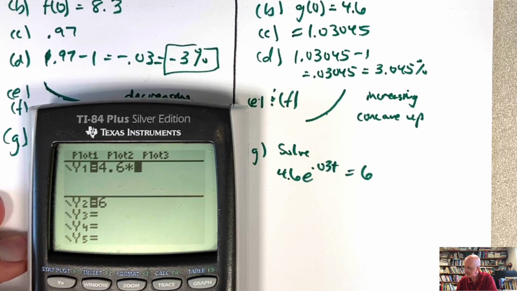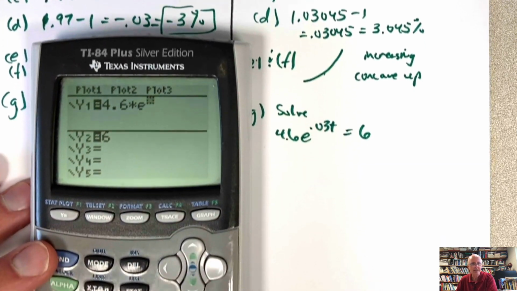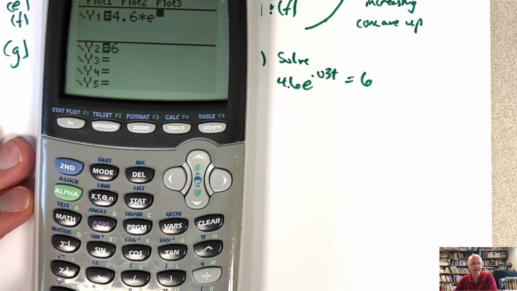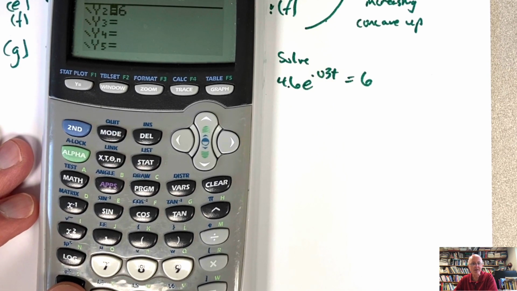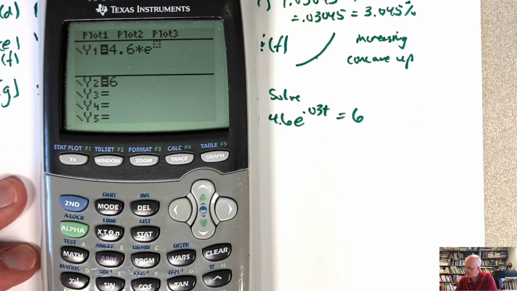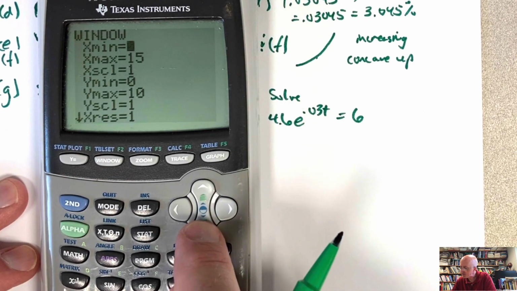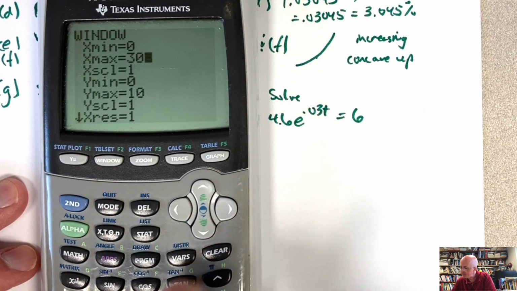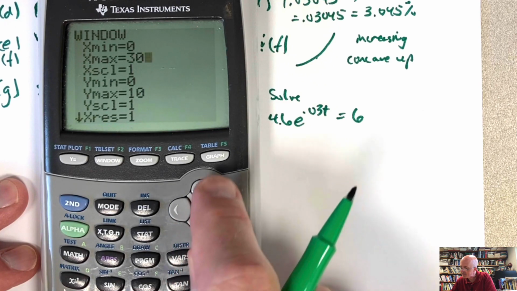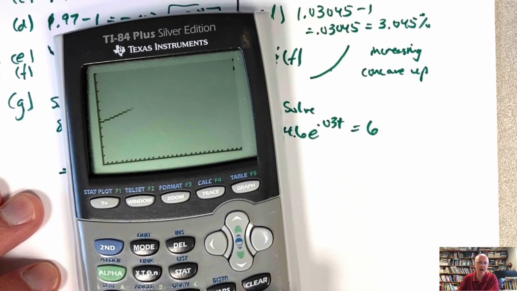4.6 times e, and e is right there above the ln on my calculator, to the 0.03 times x power. My window, let's go out a bit further. Let's try going to, say, 30 and see how this does here. We'll look at the graphs.